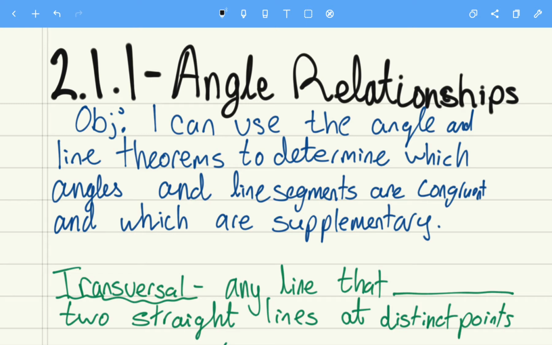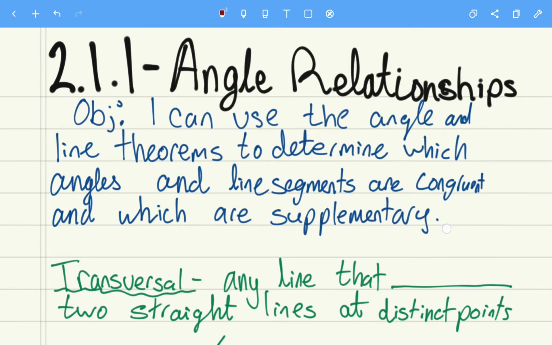Objective 2.1.1, which is about angle relationships. So the objective is that we can use the angle and line theorems to determine which angles and line segments are congruent and which are supplementary. So to start this, let's go over some vocabulary.